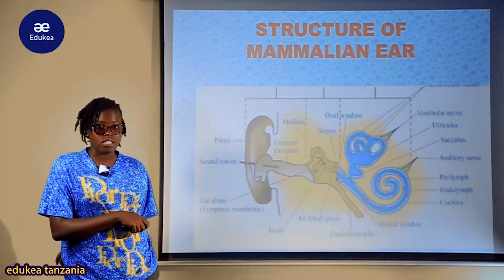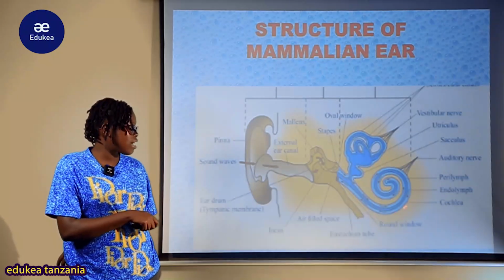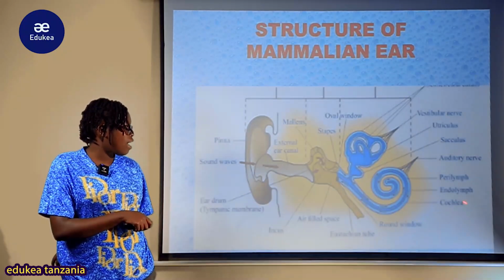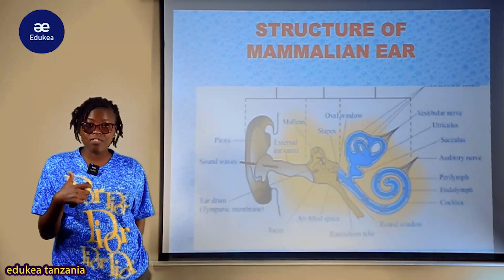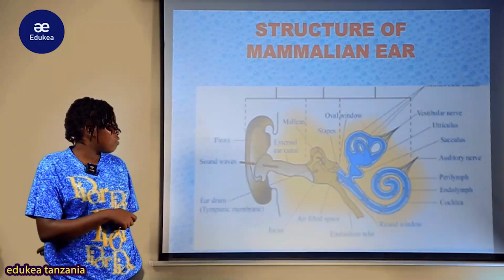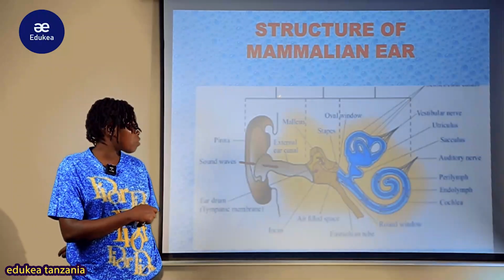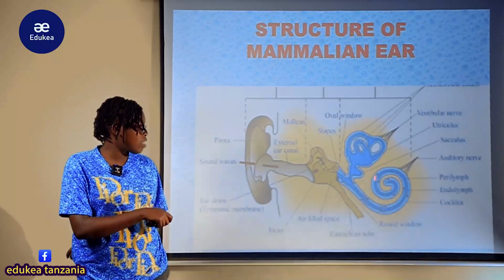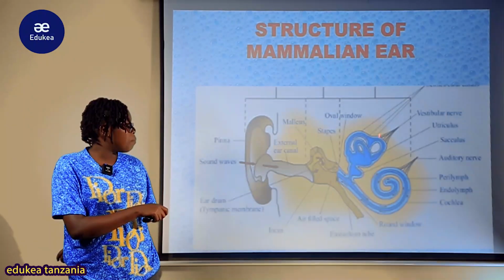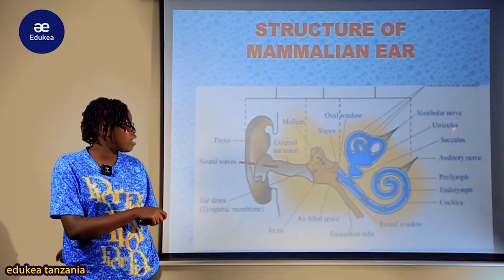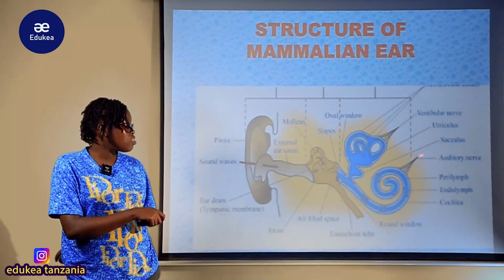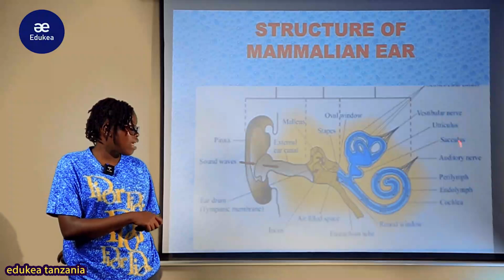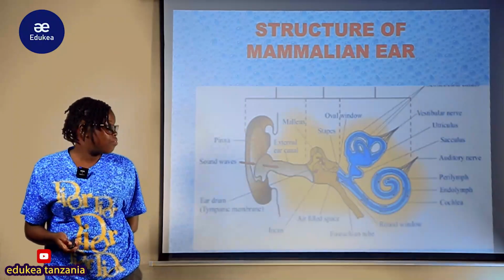Hizo hapo ni fluids. Na vile vile kuna this coiled structure ambayo ni cochlea, katika ku increase the surface area for hearing. Na vile vile katika middle ear tumeona kuna malleus pamoja na stapes, vile vile kuna this oval window. Lakini hapa ni component ya inner ear ambayo imetengenezwa na vestibular, utricle, saccule, kuna auditory nerves ambayo inapeleka taarifa katika central nervous system, kuna this cochlea ambayo katika kuongeza surface area for hearing.